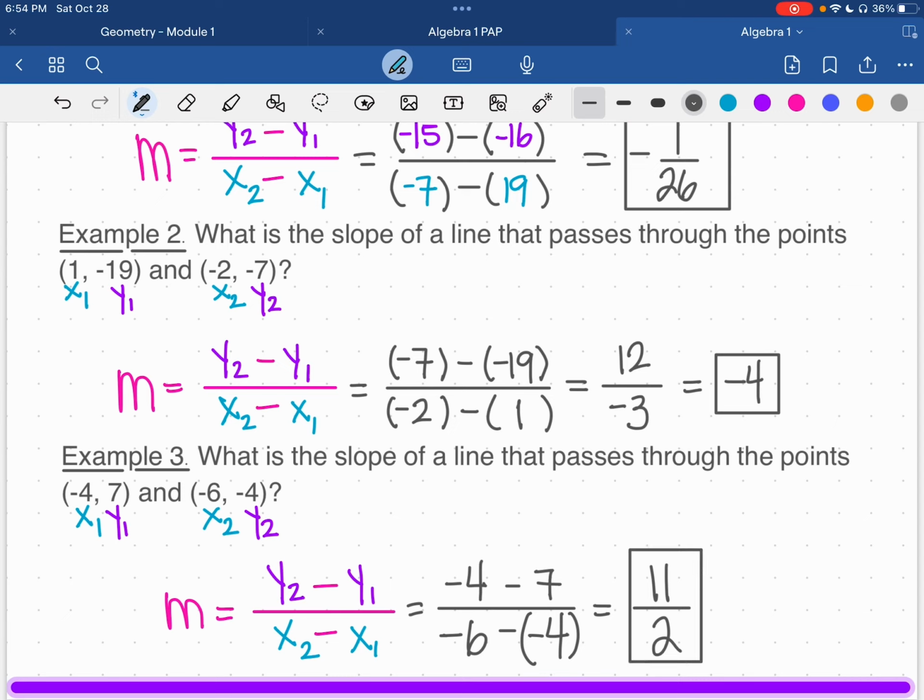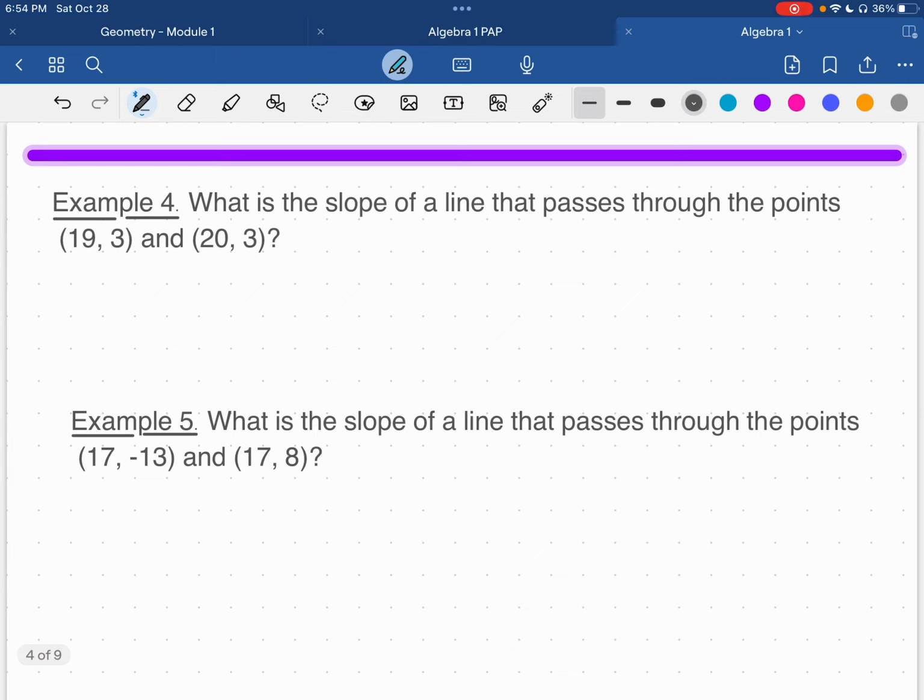All right, I know you're probably thinking, I've got this, but I do want to show you two special cases in my last two examples. They are asking the same question: what is the slope of a line that passes through the points? So let's go ahead and continue what we've been doing. X, x1, x2, y, y1, y2. 1 with the 1, 2 with the 2.